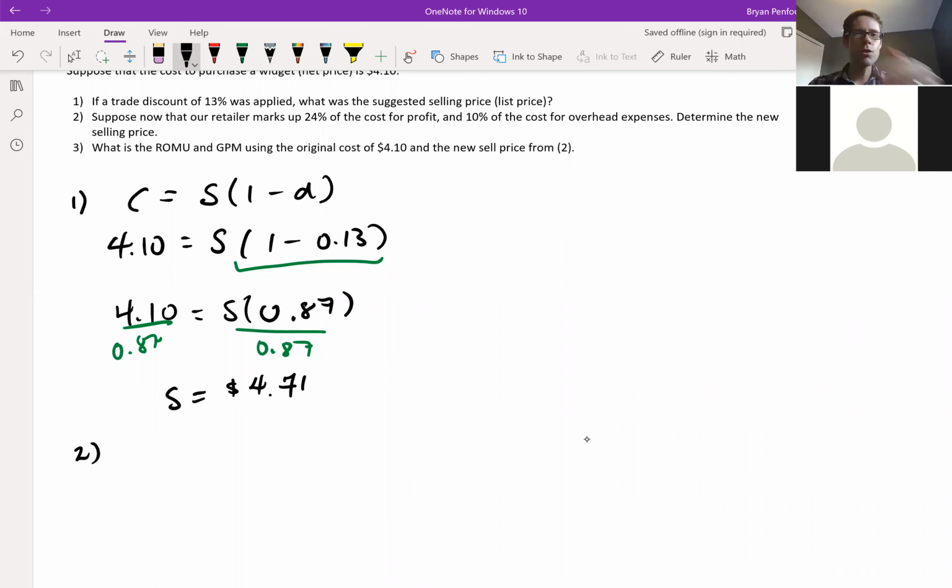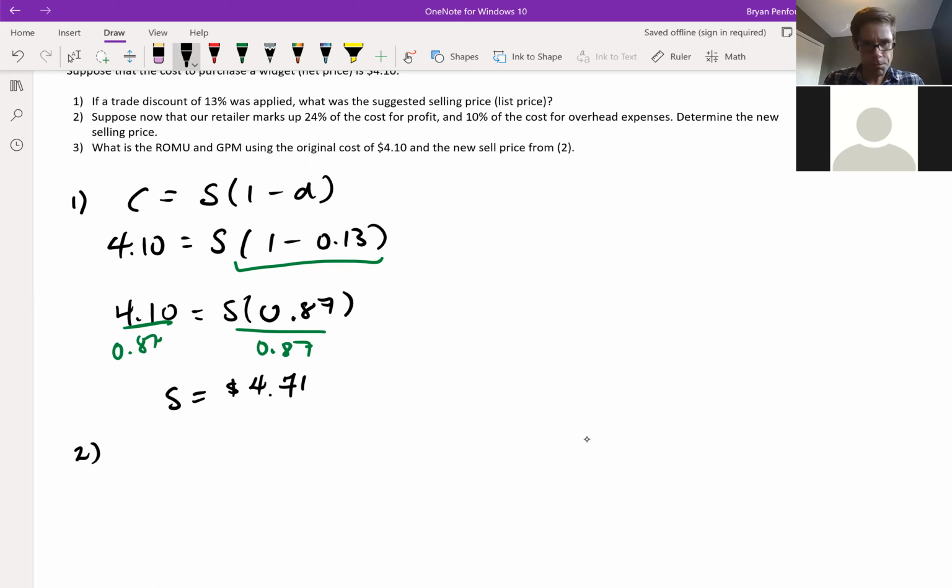So that's how to utilize the trade discount formula. Basically, you're saying, okay, here's the discount. If I have the suggested price, I can put that in. If I have the cost or the net price, I can put that in. And then it's usually just a matter of using the calculator to do some simplifications.